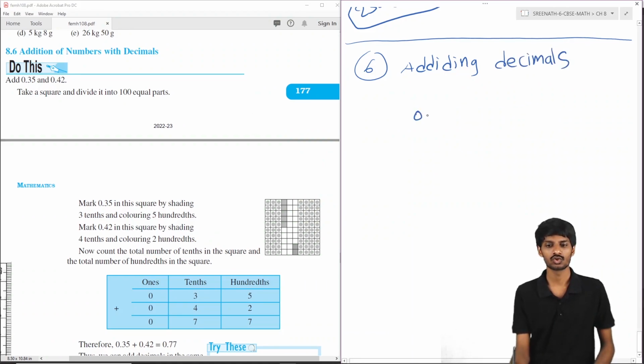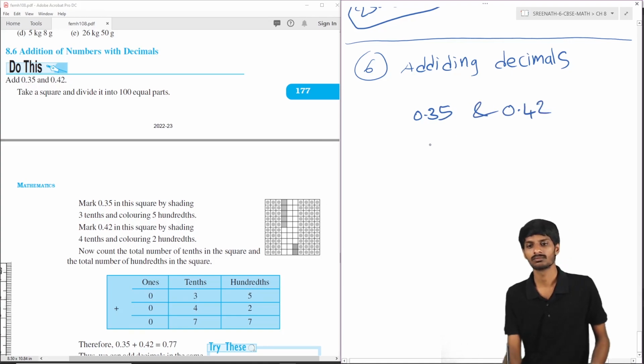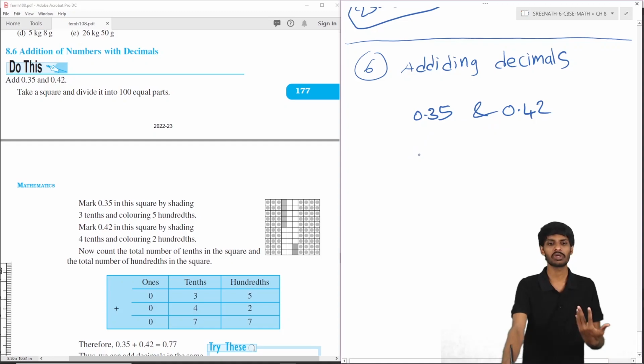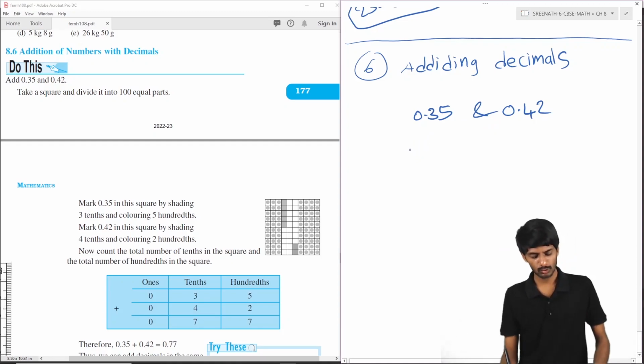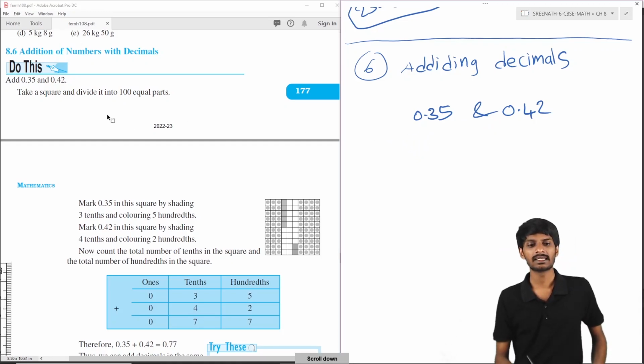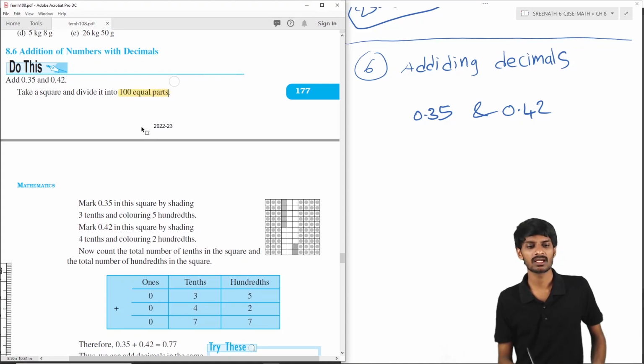So here there are 0.35 and 0.42. Both are decimals, and you have to add them. First we will do it pictorially. Take a square of 100 equal parts and we are going to mark 0.35 in the square by shading.